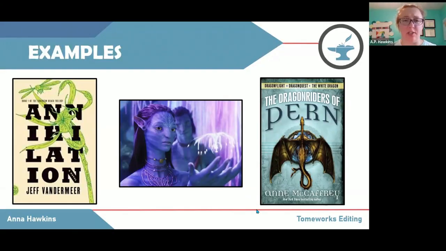Another really good example is Dragon Riders of Pern, and this deals a little bit more with genetic engineering, genetic engineering of dragons. And that's not what the story's about, but that is part of the world building of the story, that speculative biology element.